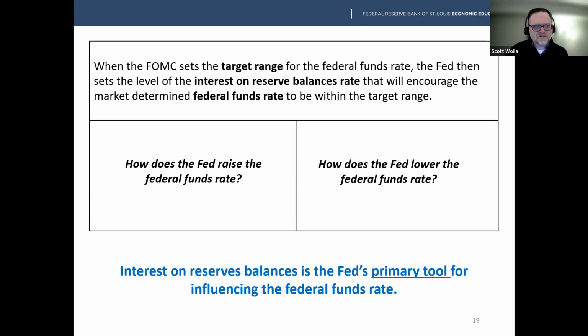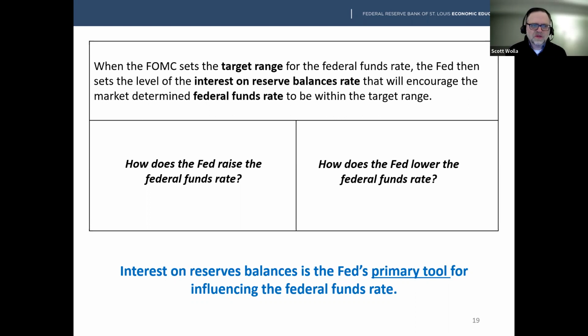So when the Fed sets the target range for the federal funds rate, or when the FOMC, the Federal Open Market Committee, which is the group within the Federal Reserve System who actually set the policy rate, sets the target range for the federal funds rate, then the Fed sets the level of the interest on reserve balances rate to steer it into that target range.